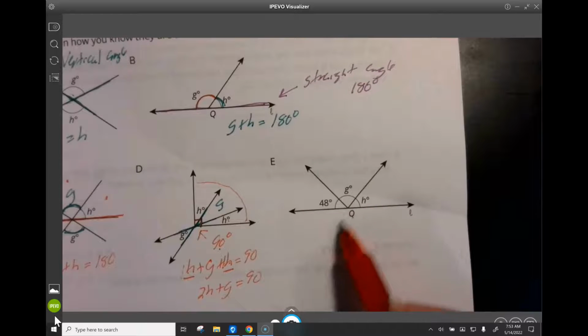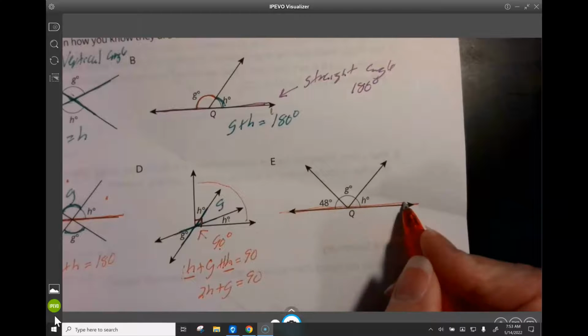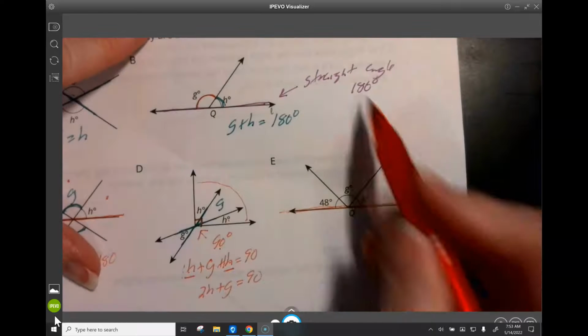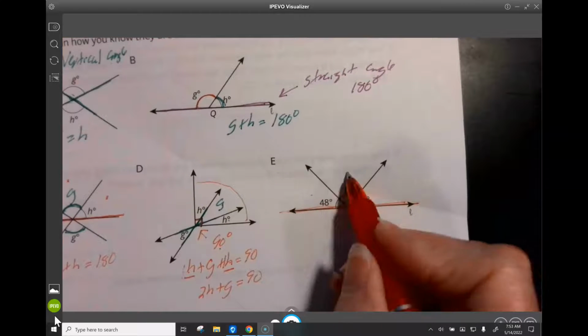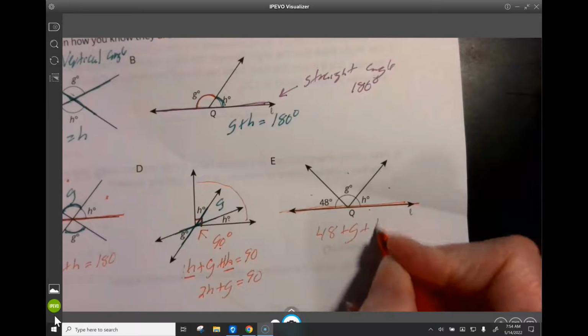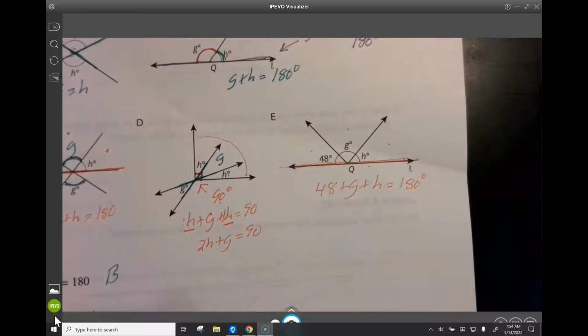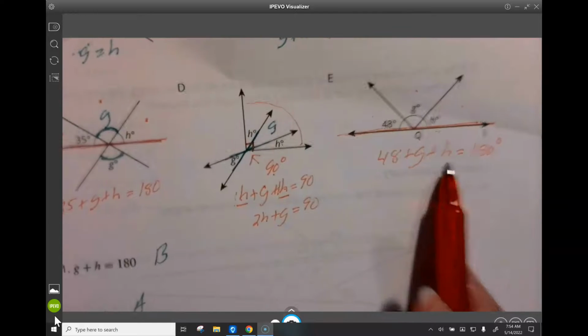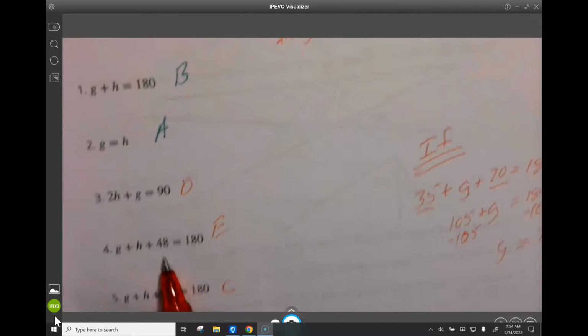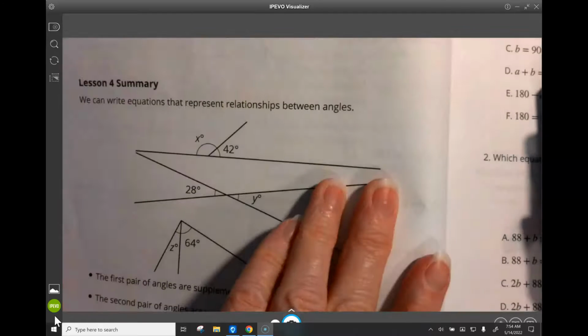Okay, we have three angles. We don't have any vertical angles, so we don't know anything there. But once again, there's that line, which means it's a straight angle, which means it's 180 degrees. So these three angles add to 180. So 48 plus G plus H equals 180 degrees. Okay, and that obviously is number 4, E. Now notice, I wrote mine in a different order, but order doesn't matter when it's addition. So just look for the same things. Okay, let's look at the summary.